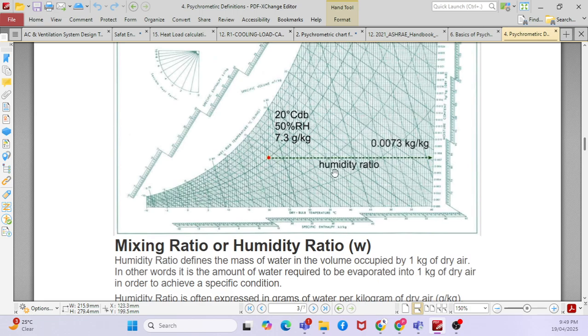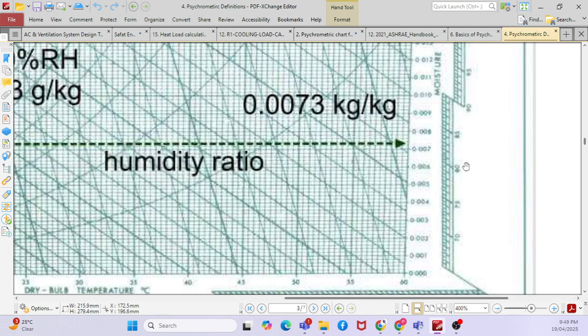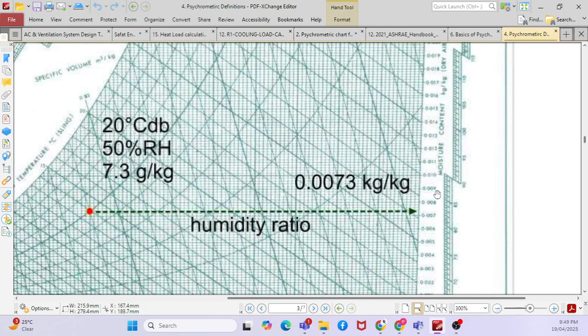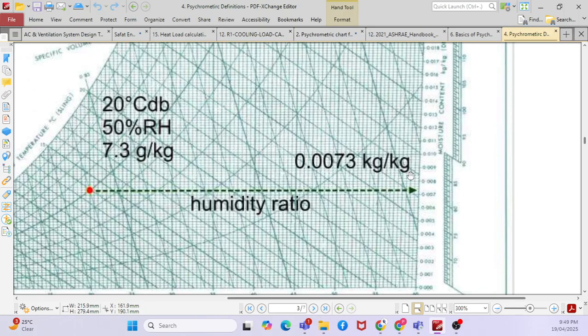So when you say the humidity ratio, this is the humidity ratio. You can see that particular line here. This is the specific humidity ratio. Humidity ratio is nothing but the amount of water available in that particular air. So that is called the humidity ratio. For 1 kg of dry air, you have 0.073 kg of water vapor, that much kg of moisture in the air.